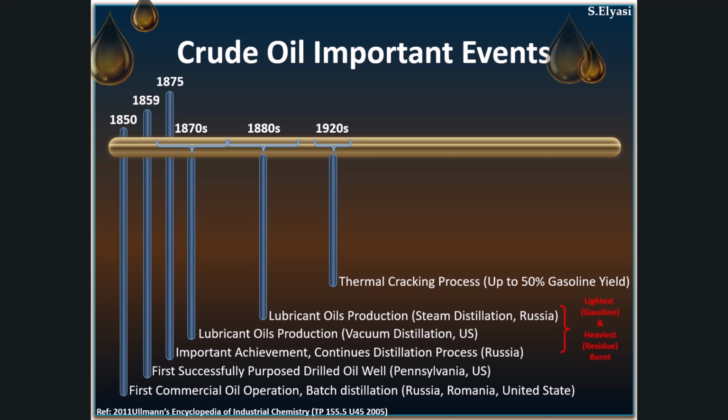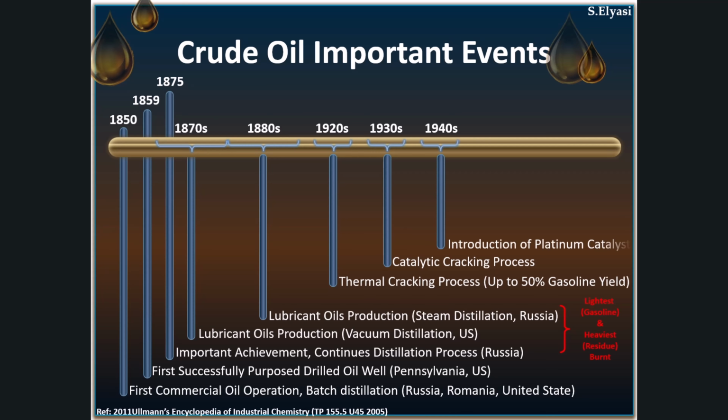Wartime demand for kerosene and gasoline accelerated innovation, and by the late 1930s, catalytic cracking was introduced, converting heavy fractions into high-octane gasoline, which was in very high demand. In the late 1940s, platinum catalysts were introduced, transforming gasoline production by improving octane number and yield, and by generating high-purity hydrogen as a valuable byproduct, hydrogen that is essential for many modern refinery processes.